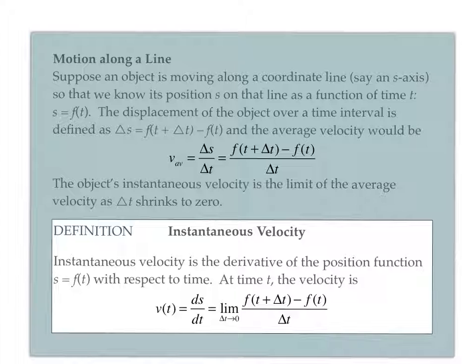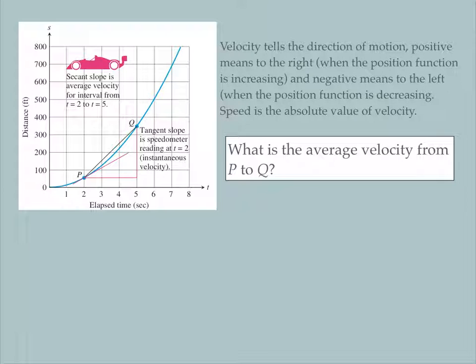Okay. So the object's instantaneous velocity is the limit of the average. So basically this is just saying what we've seen before, that the velocity is the derivative of position. So we've seen this before, but here's the official statement of it. The velocity is just the derivative. You're going to be given problems. I like this one here.